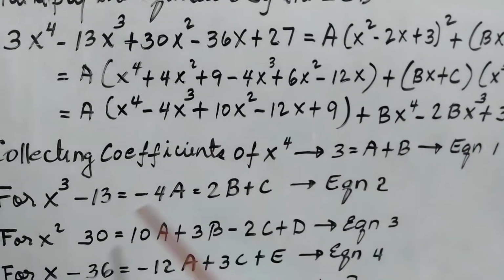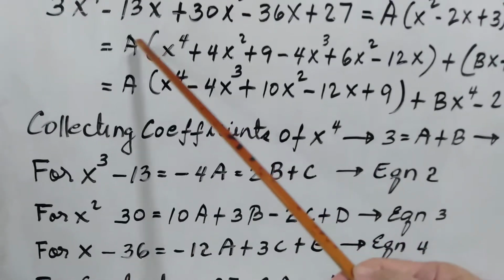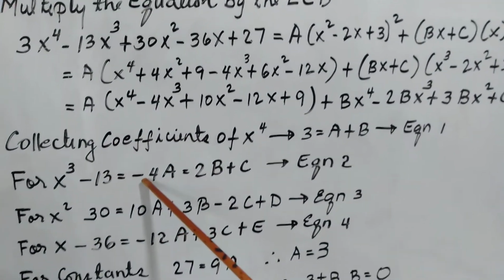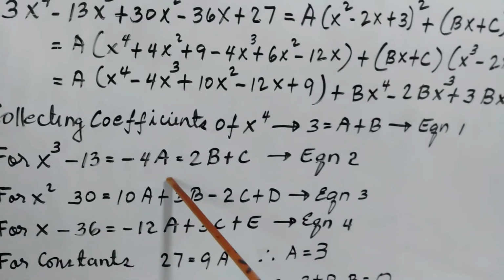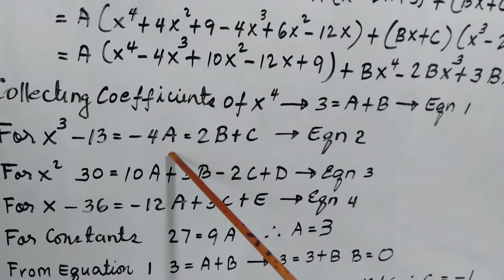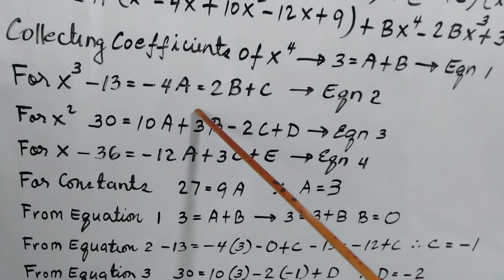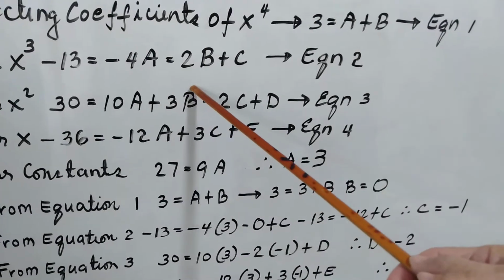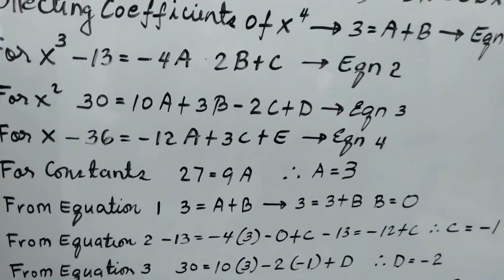And then for x cubed, we also collect the coefficients of x cubed. So we have here negative 13x cubed. Now, negative 13 is equal to the coefficient of x cubed here, which is negative 4A, minus 2B. So this one is minus. You just take this one here. Minus 2B.